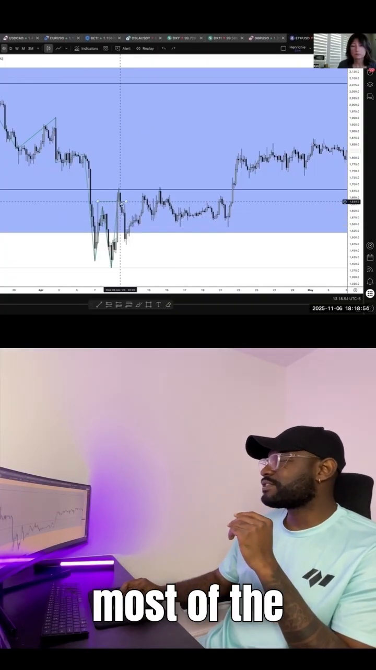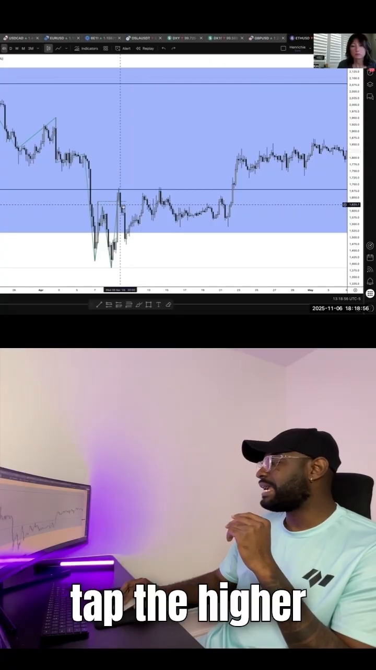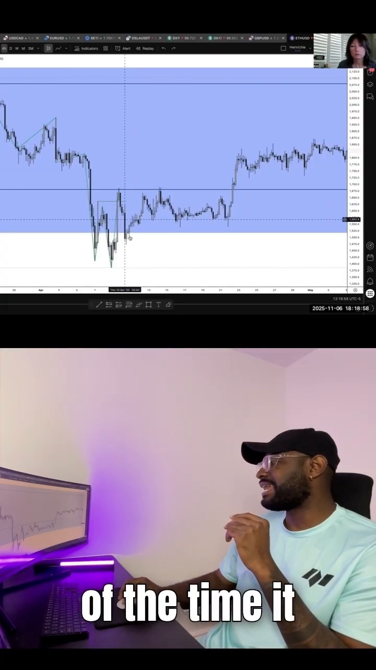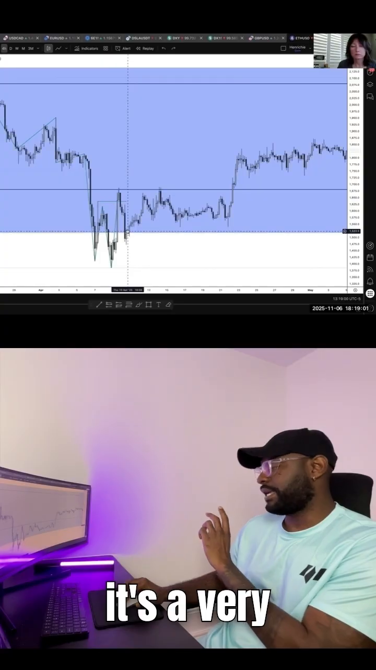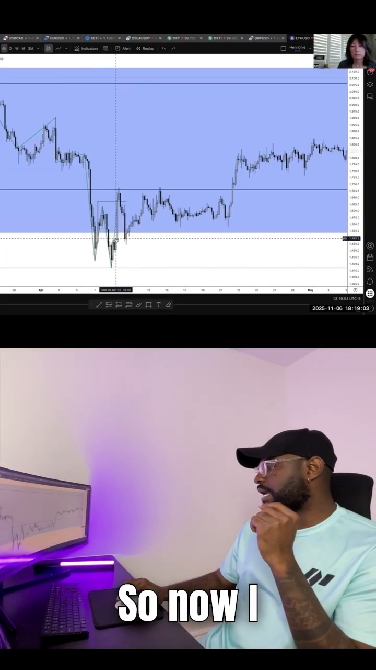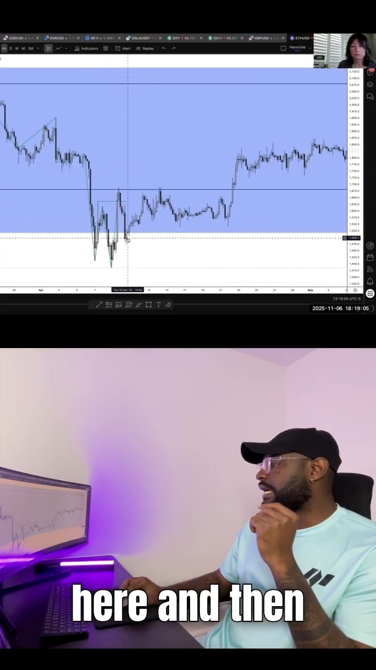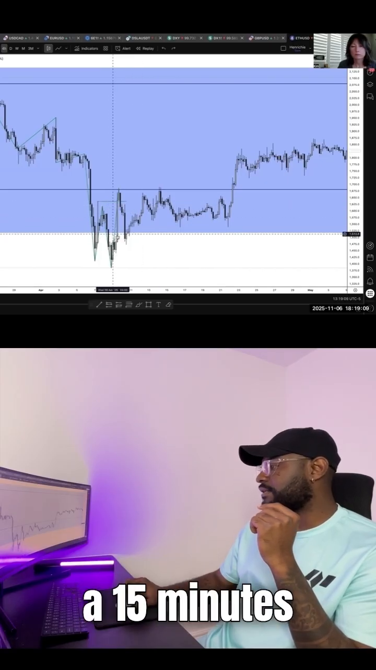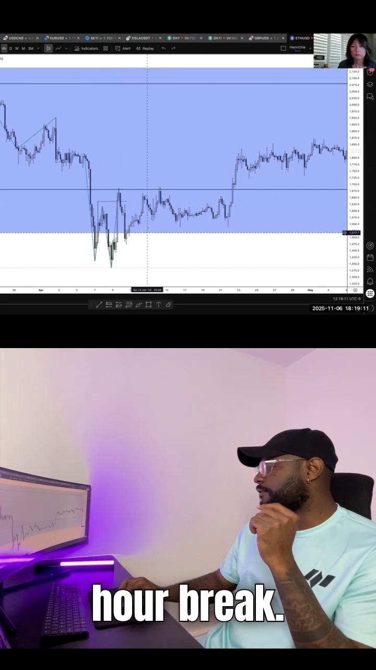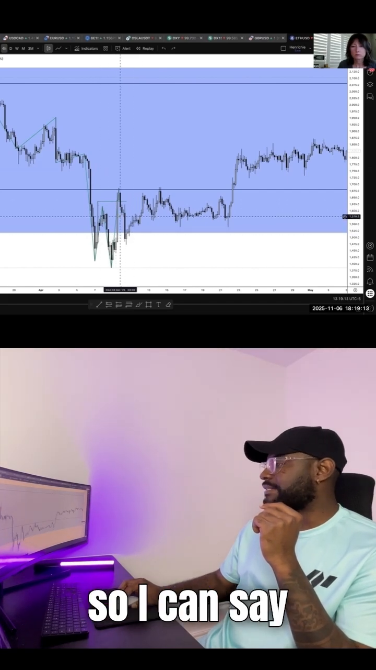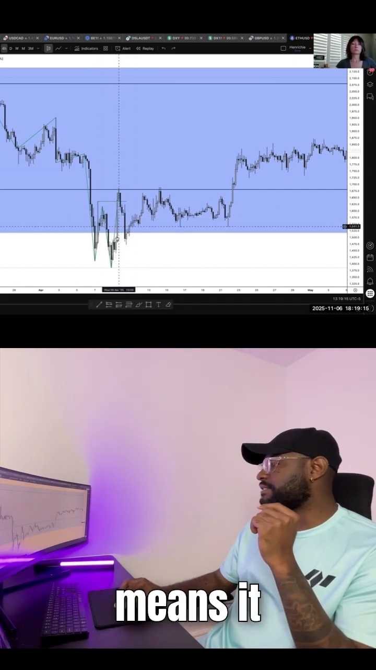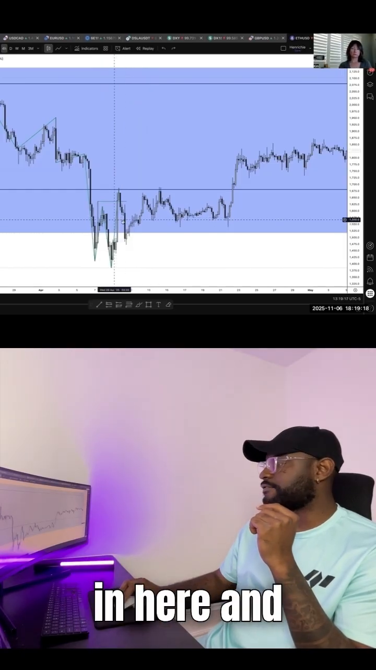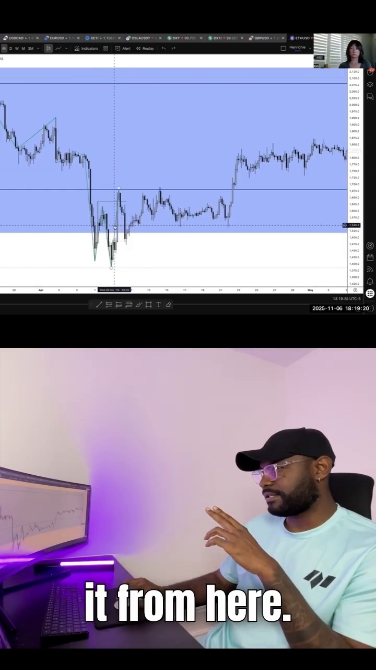Now, most of the time, it doesn't just tap the high and reverse. Most of the time, it likes to come in because it's a very volatile pair. So now I placed the limit order here, and then I was watching this imbalance to see if there will be a 15 minutes or another 4-hour break of structure. So I can say, okay, if it breaks, that means it doesn't want to come down in here, and then I'll buy it from here. I don't know if that makes sense.